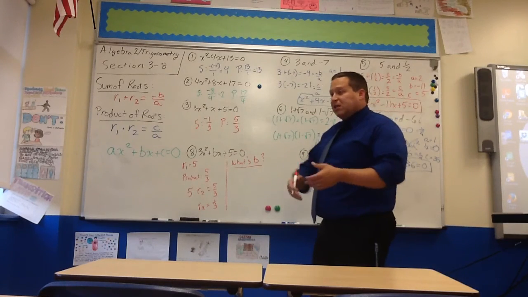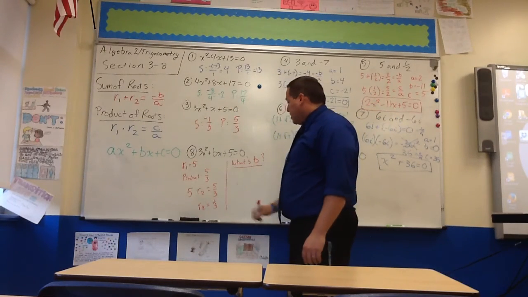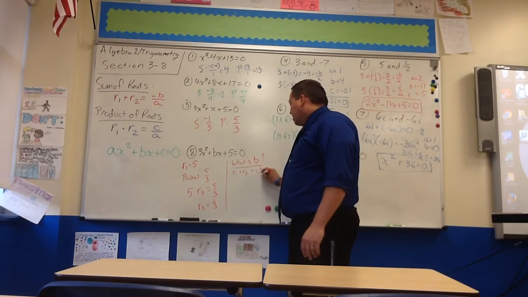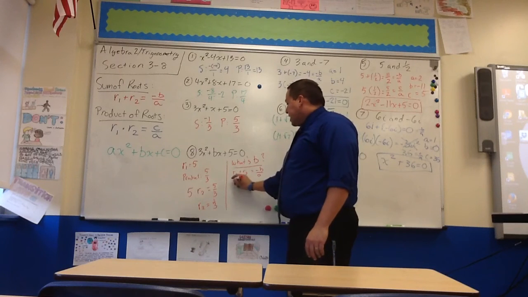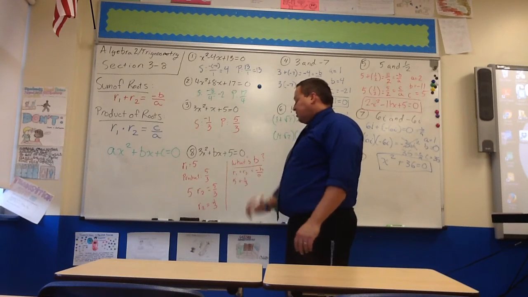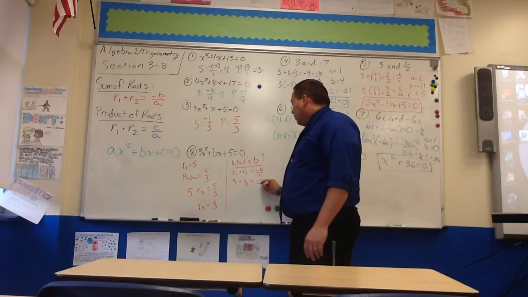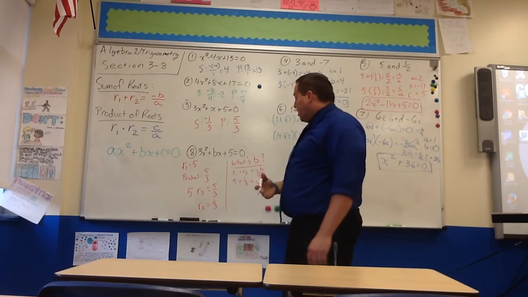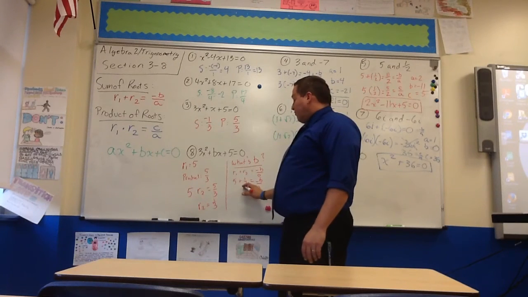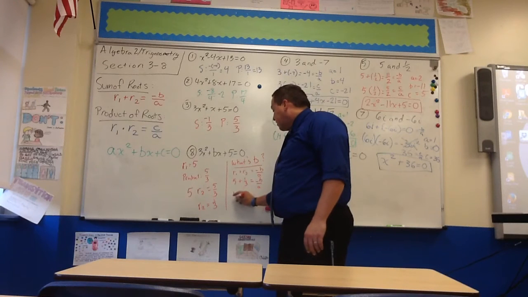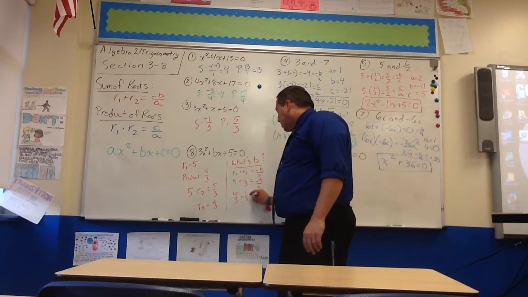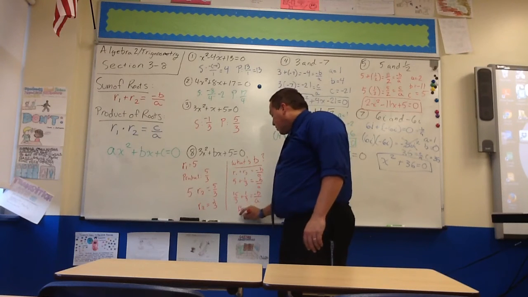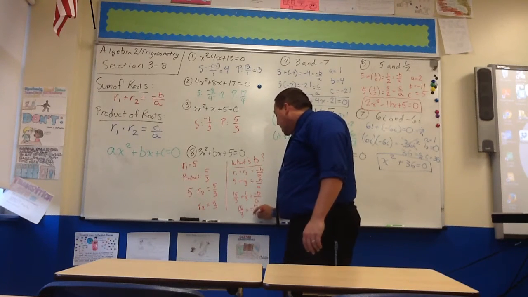So I can use the other concept here, which is the sum. I could say my R1 plus my R2 is going to equal the negative b over a. So in this case, 5 plus 1/3 is going to equal the negative b over a. Again, turn 5 into a fraction with a denominator of 3. That's the same as 15 over 3 plus 1/3, which is the same as 16 over 3 equals the negative b over the a.